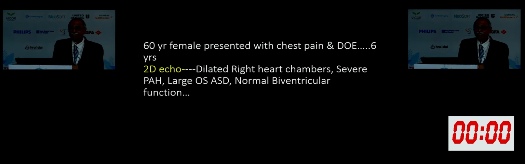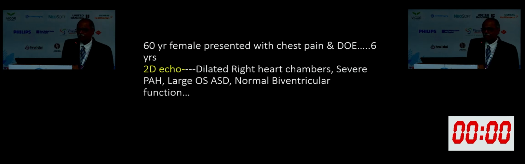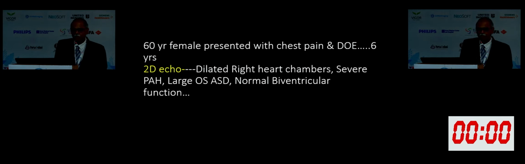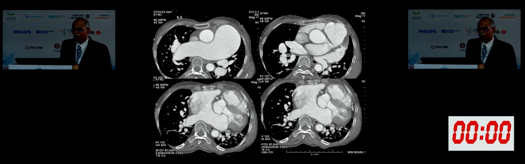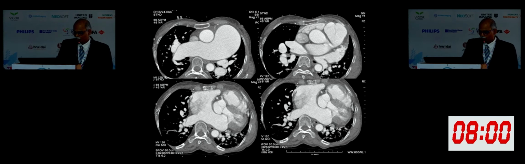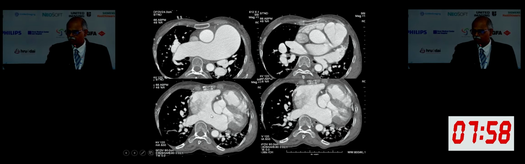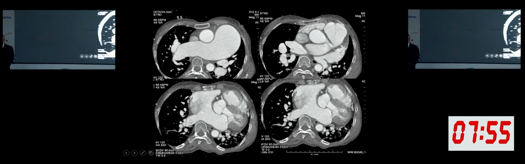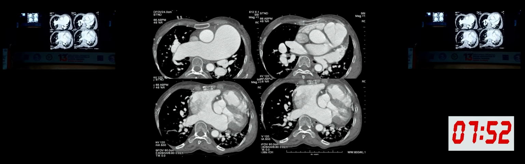So this is a 60-year-old female presented with chest pain, dyspnea on exertion for 6 years. 2D echo: dilated right heart chambers, severe pulmonary artery hypertension, large OSASD, normal biventricular function. These are the axial images and oblique axials. You can see an almost aneurysmally dilated main pulmonary artery, right pulmonary artery, and an OSASD here. She presented with chest pain too, in addition to SOB, at 60 years old. So probably they were neglecting her.